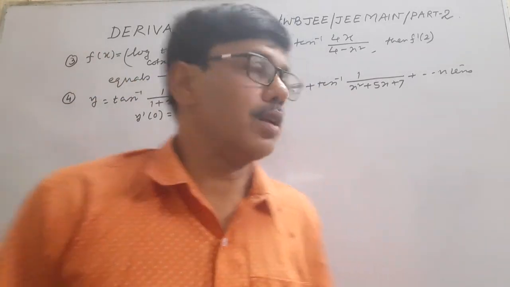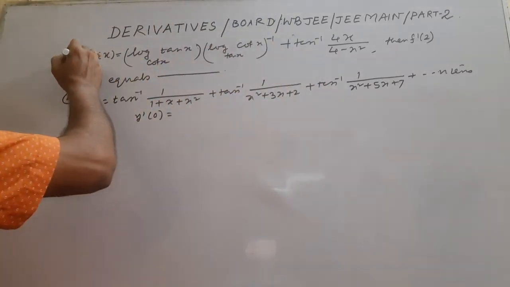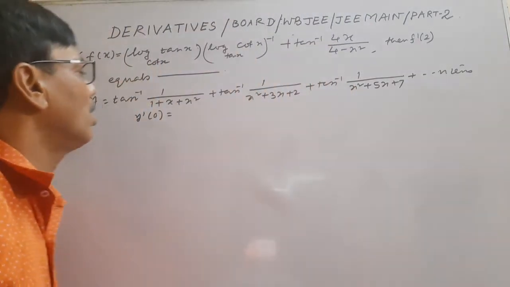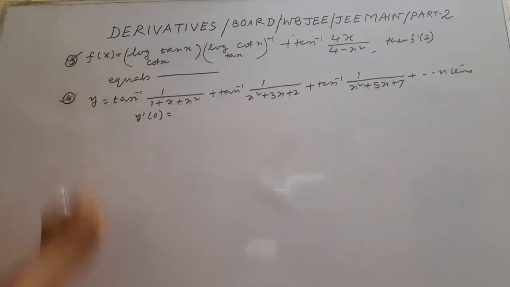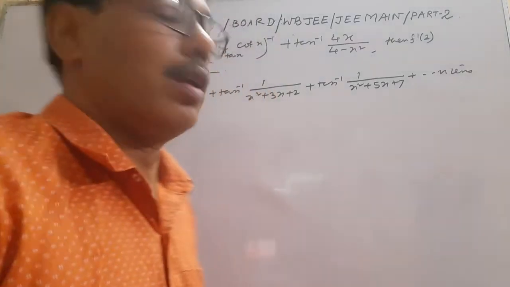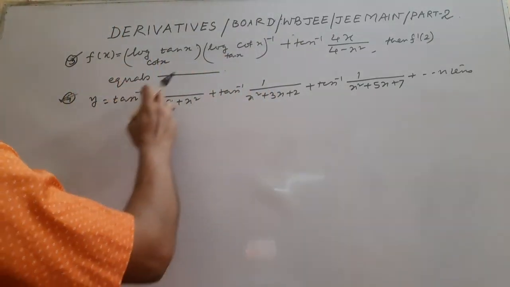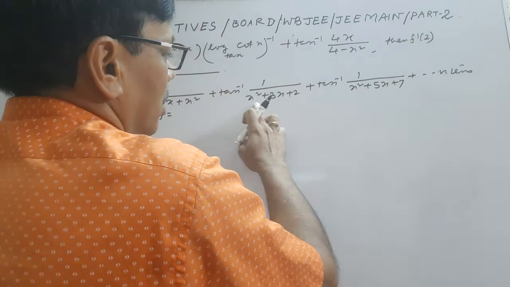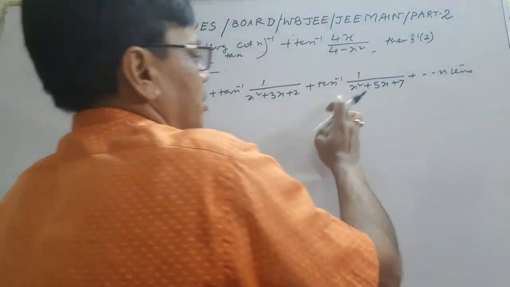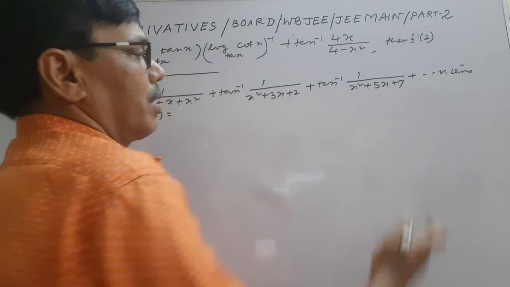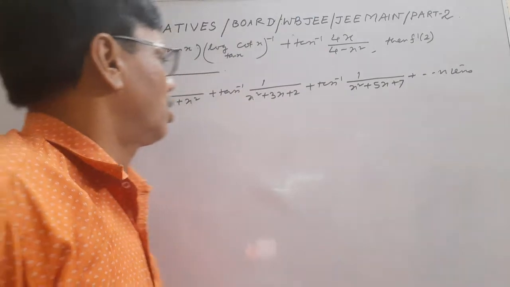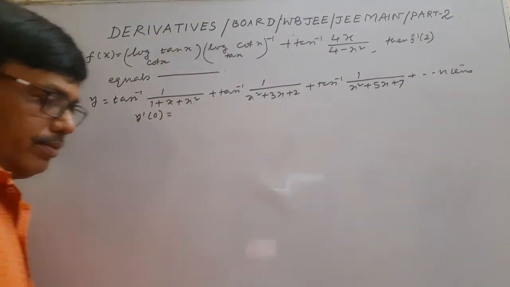Now we consider two important problems. They are also typical problems. Problem number 3 and 4. So consider problem number 4. y equals to tan inverse 1 by (1 plus x plus x²), plus tan inverse 1 by (x² plus 3x plus 2), plus tan inverse 1 by (x² plus 5x plus 7), up to n terms. Find y dash 0.